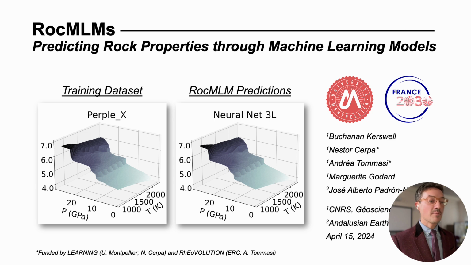Notice the similarity in the patterns of shear wave velocity predicted by these two approaches. And in fact, the two models are essentially identical in terms of their predictions. The main difference between the two models, and the focus of this talk, is that machine learning models can make predictions much, much faster.